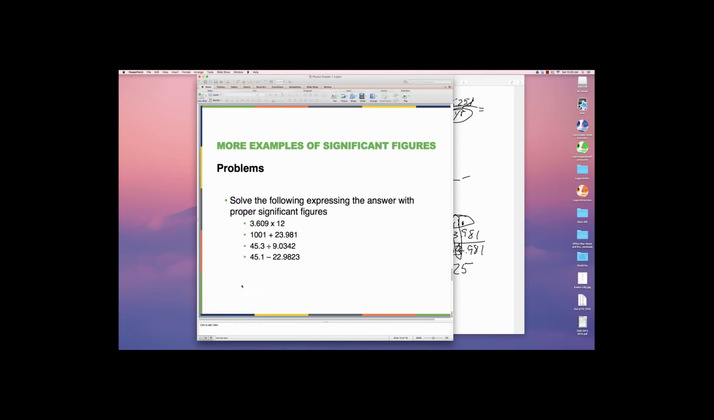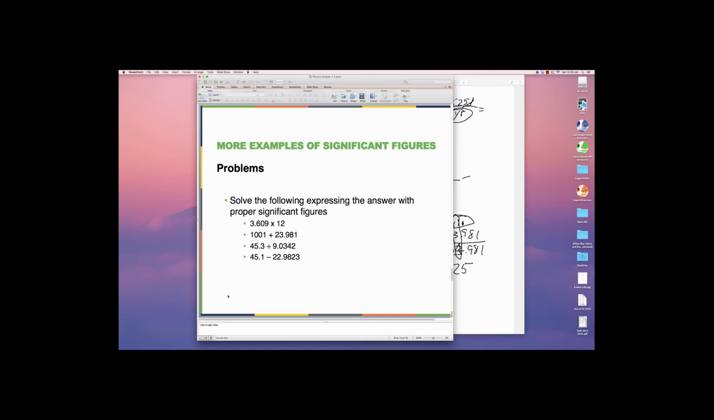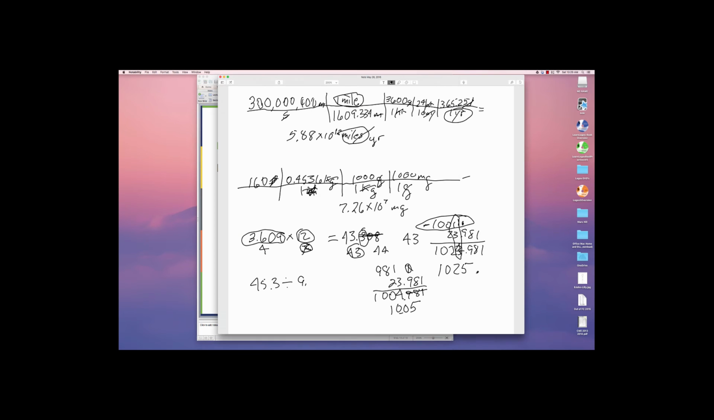Let's look at another one. We've got 45.3 divided by 9.0342. So 45.3 divided by 9.0342.